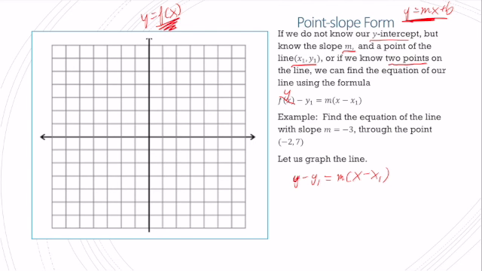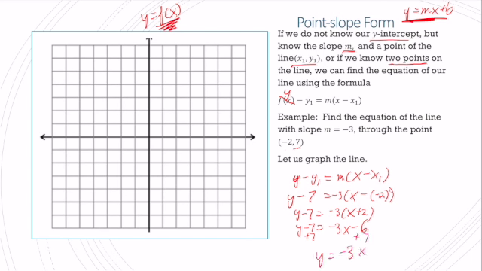I have my slope to be negative 3, so I'm going to substitute that in. I know my x1 is negative 2. Notice how, because it's a negative 2 and it's a minus, I put that in parentheses so we don't forget to change our sign. And then I have y minus y1, which is 7. So y minus 7 equals negative 3 times x plus 2. Let me distribute that 3. That gives me negative 3x minus 6. I'm going to add 7 to both sides, so I get y equals negative 3x plus 1. So let's go ahead and graph this.